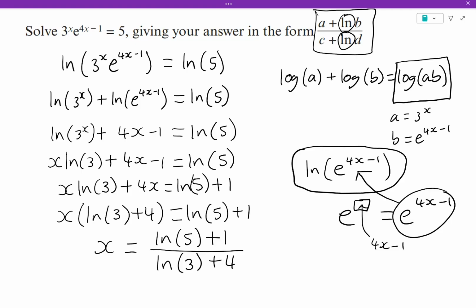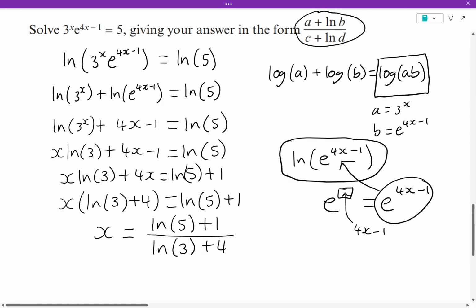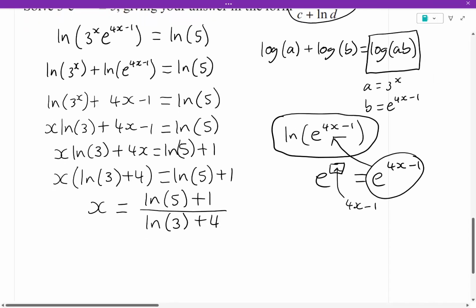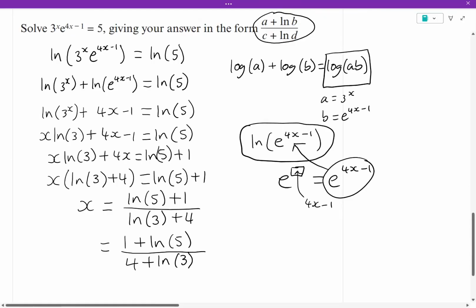Okay, which is pretty much in the format that the question was asking for, although in this case they want our numerical constants, which are the 1 and the 4, that's going to be a and the c, on the left-hand side. Because we've got addition in the numerator and denominator, we can just write it as 1 plus ln 5 divided by 4 plus ln 3, which would be our final answer for x. Let's have a look at our next scenario.